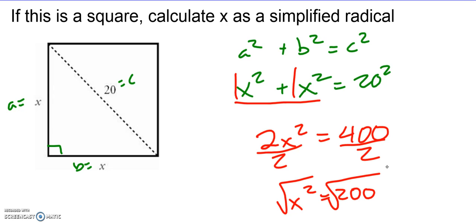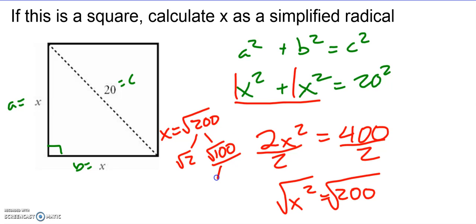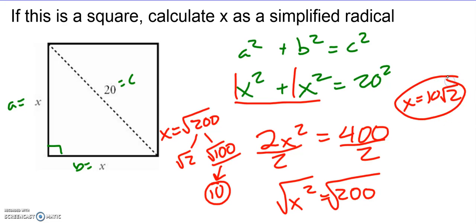So x is going to equal the square root of 200, but we do want to break that down. I will go 2 and the square root of 100, and just to save time here, I know the square root of 100 comes out to 10. So this is 10 times the square root of 2. So x equals 10 times the square root of 2, or 10 radical 2 units in length. That's how we would do that.